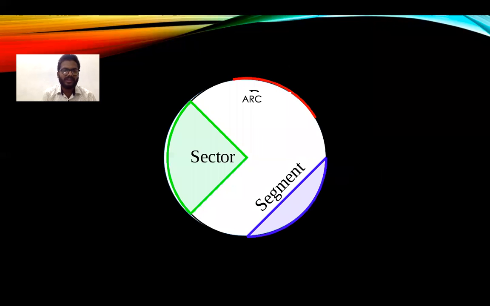Now let us see all three in the same place. This green colored one we can call a sector, right? Why? Because there are two radii and an arc, this total part. And here this red one we call an arc, whereas the blue colored part, the total portion in blue color, we call a segment. So these are a few topics in circles.